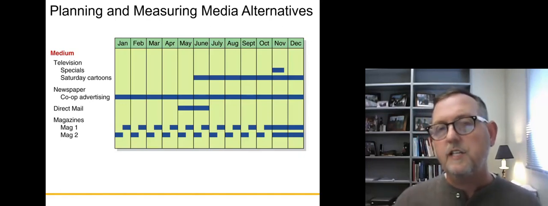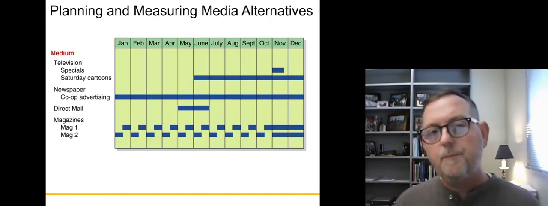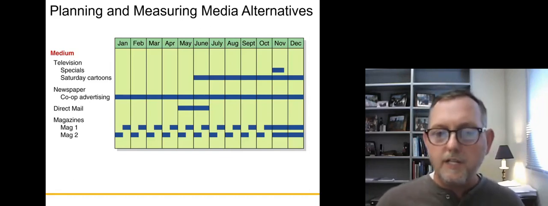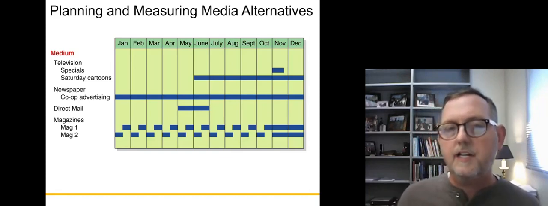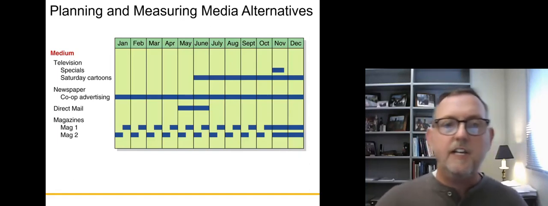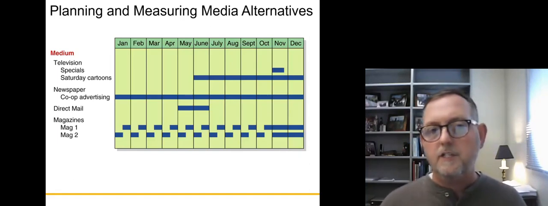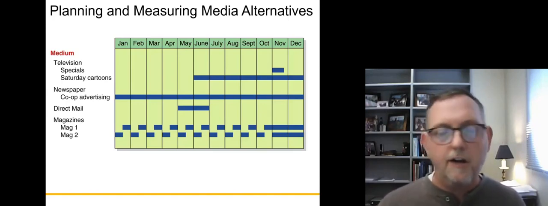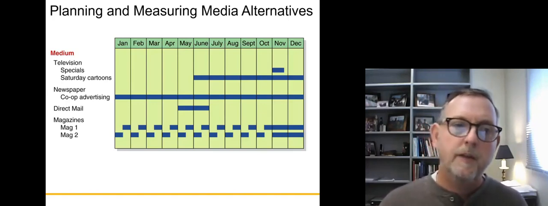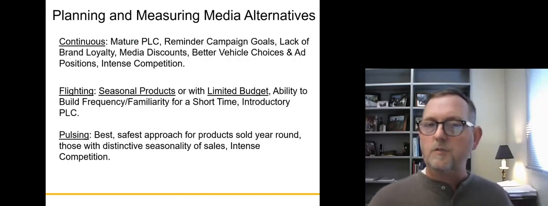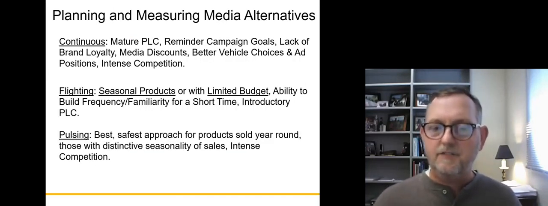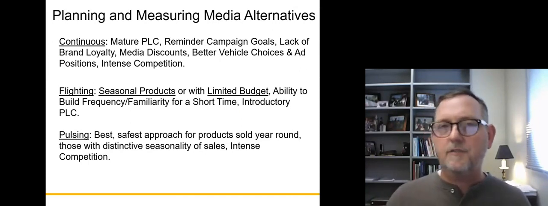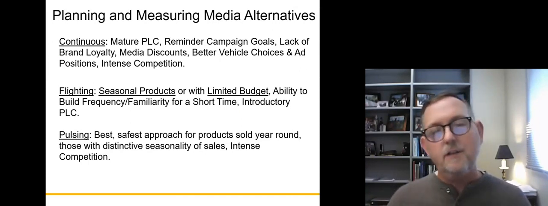Okay, and then in magazines, we're using kind of an alternating pulsing method where we have two different magazines. We're always going to have a magazine that we're advertising in, but we're going to take alternating weeks. And so we're going to do them at different times, kind of pulsing on, off, on, off, on, off for each one of those. Okay, so again, this is kind of the idea of continuity.